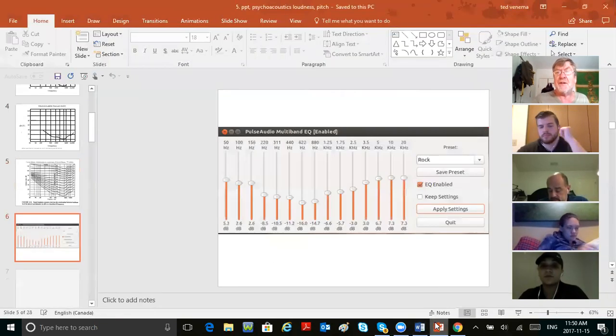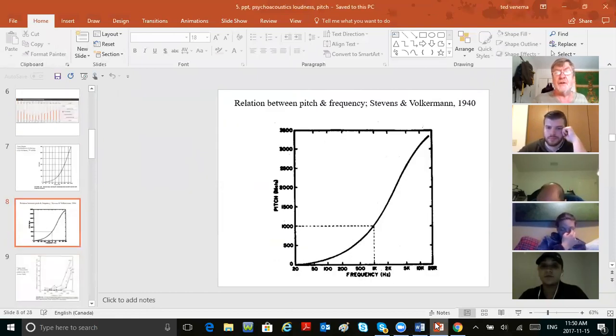Let's move over to this puppy here. There you go. Yeah, relationship between pitch and frequency. There you go.